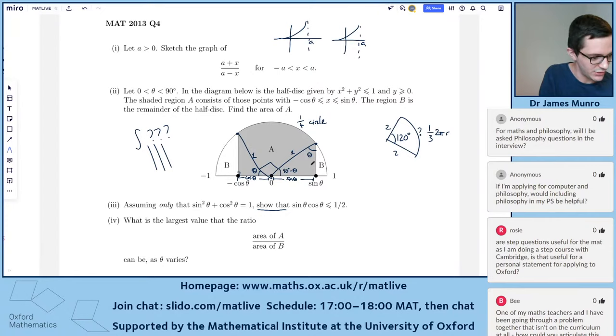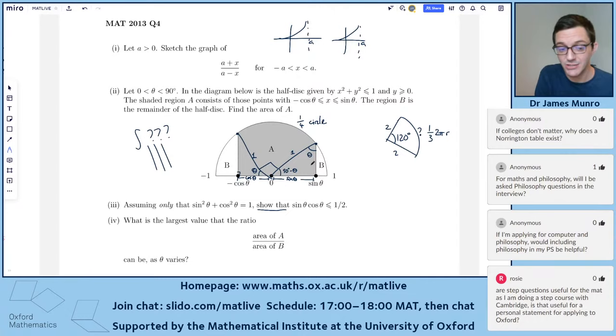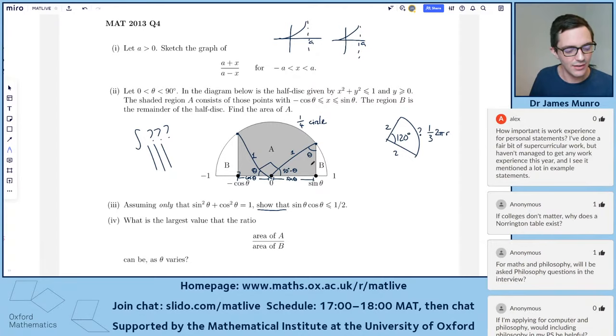If colleges don't matter, why does the Norrington table exist? People are going to make the Norrington table whether it matters or not. The Norrington table is just made afterwards, right? It doesn't matter in terms of admissions. Which college you apply to doesn't affect your chances of being made an offer for maths. Okay, good.